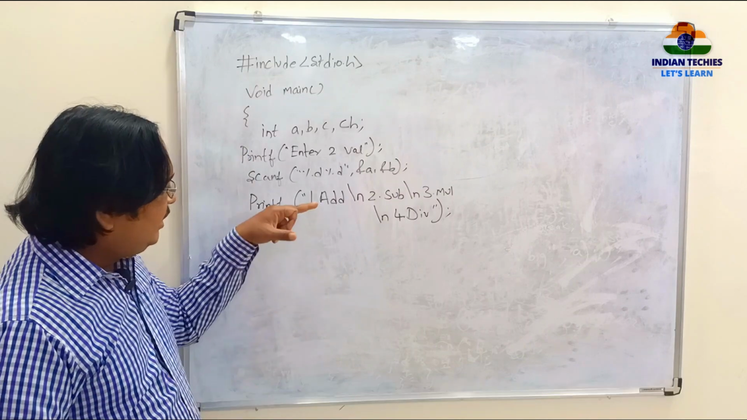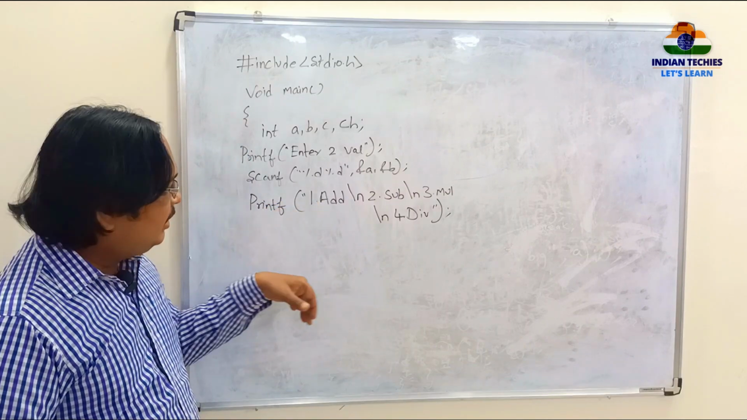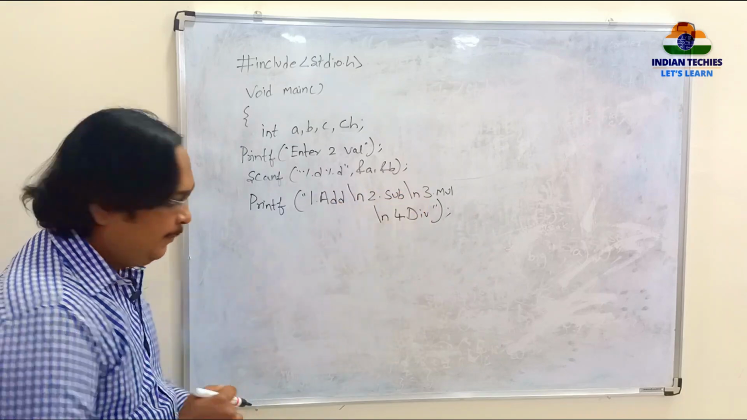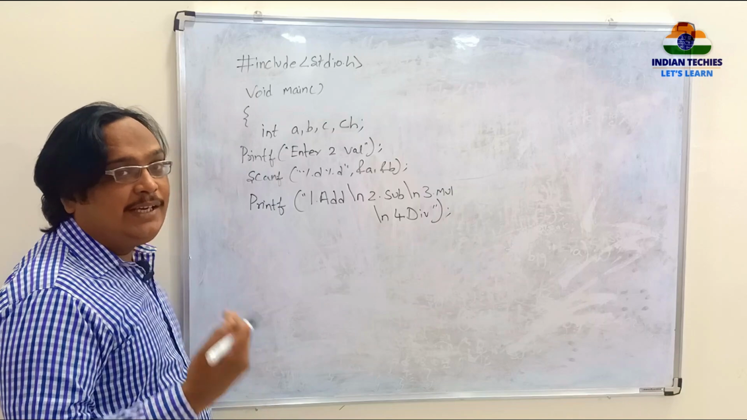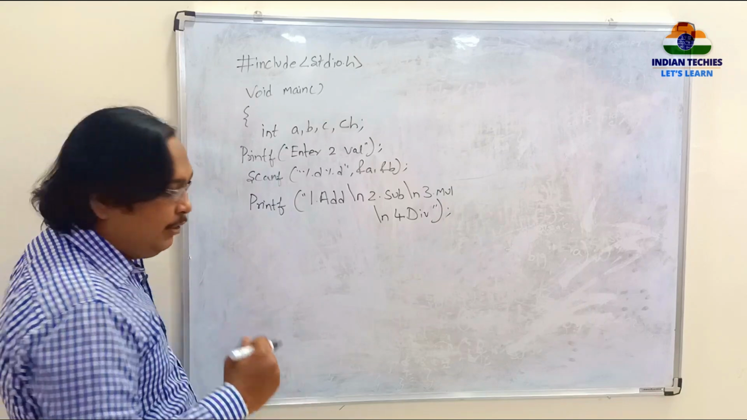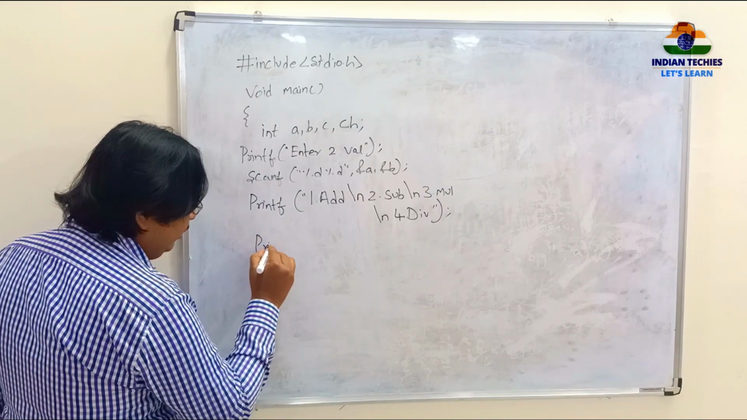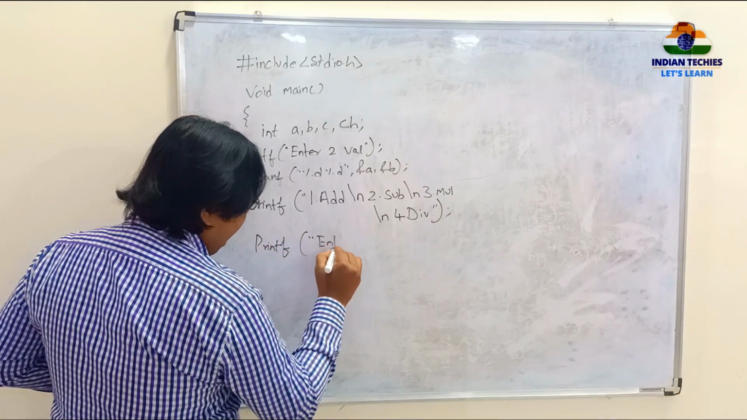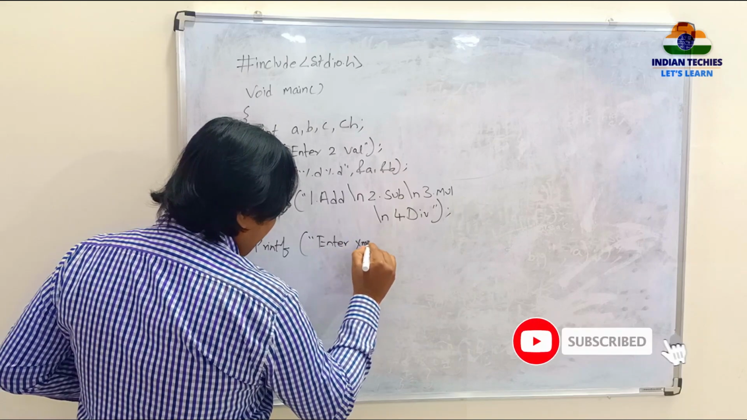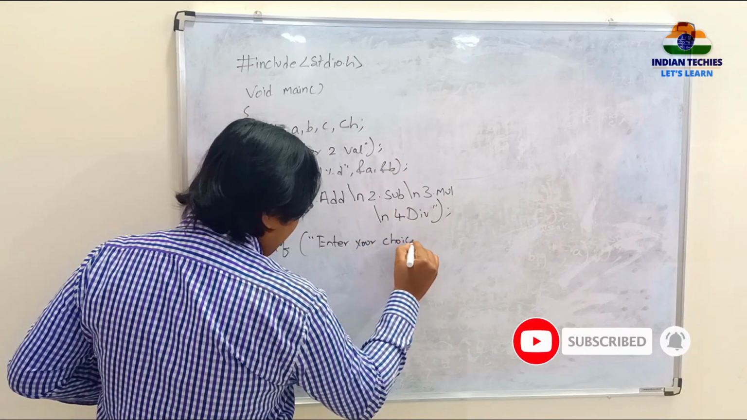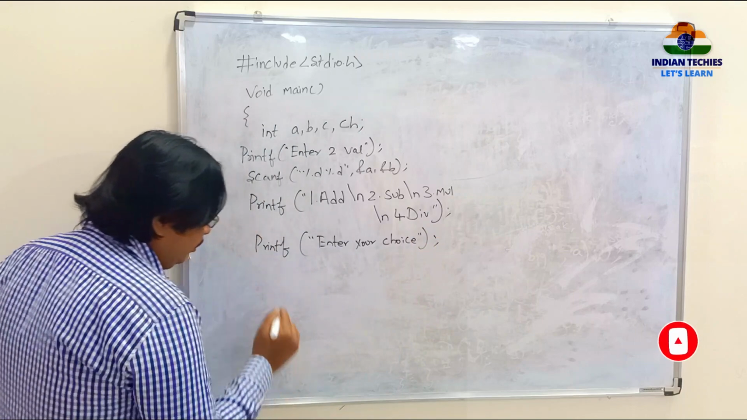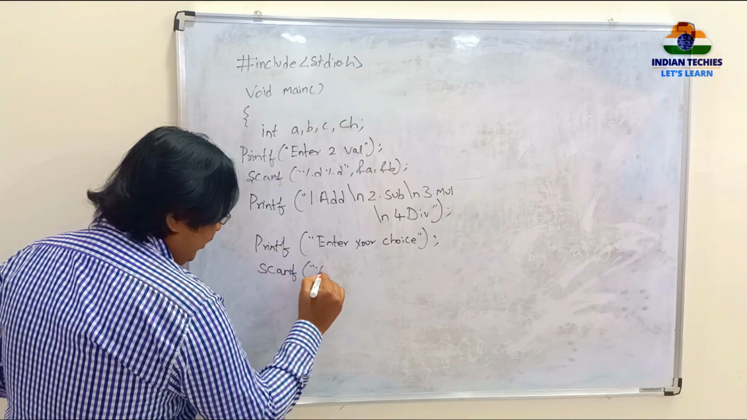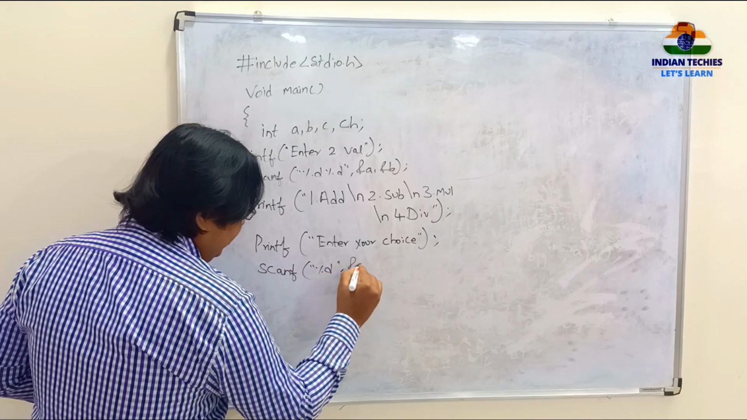So how does it display? First it displays add. In the next line it displays sub, mul, division. From this the user has to enter his choice. So you should ask the user to enter the choice also. That is printf, enter your choice. So to take the choice, I am writing scanf %d &ch.